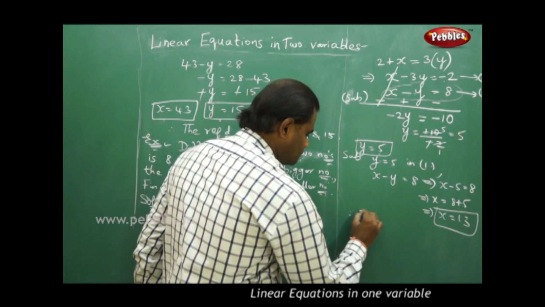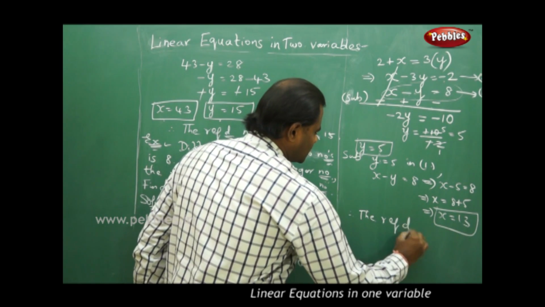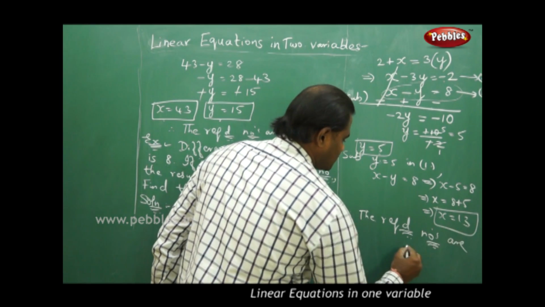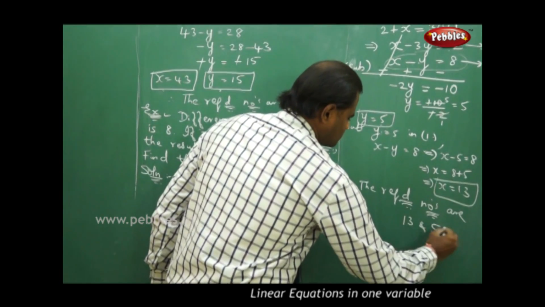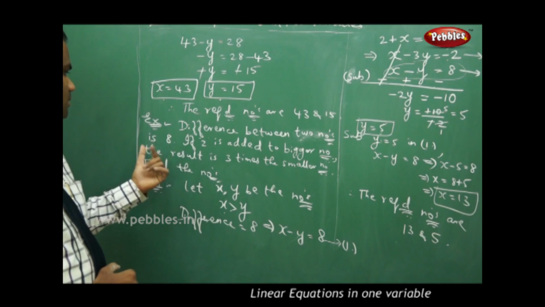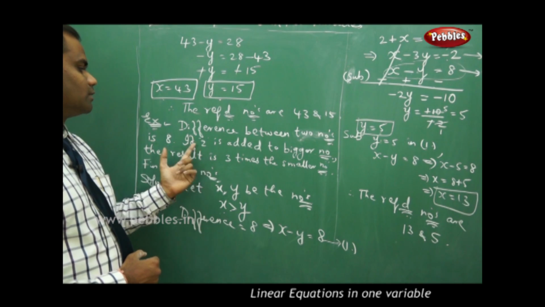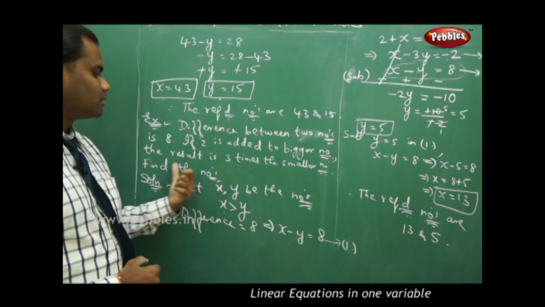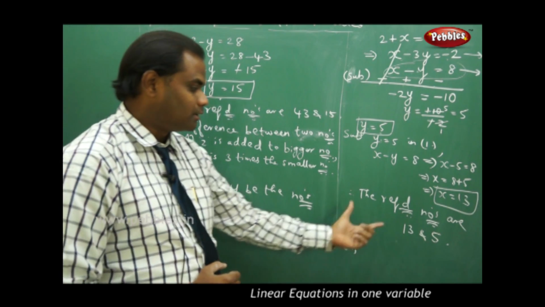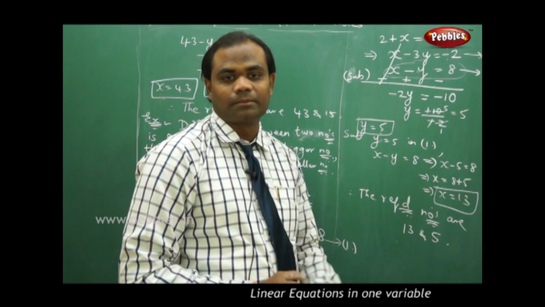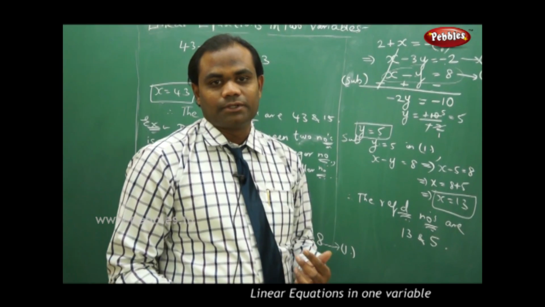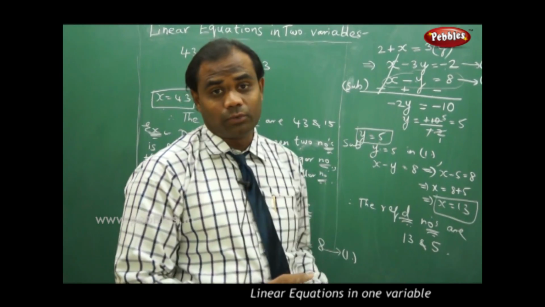Therefore, the required numbers here are 13 and 5, which satisfy the given conditions that the difference is 8, and when 2 is added to the bigger number, the result will be 3 times the smaller number. Under these conditions, the required numbers are 13 and 5. So this is how word problems are done using mathematical equations and the applications of linear equations.